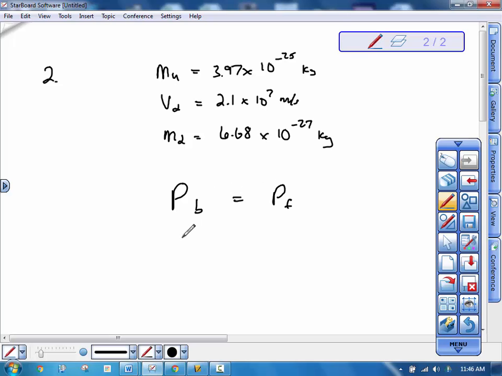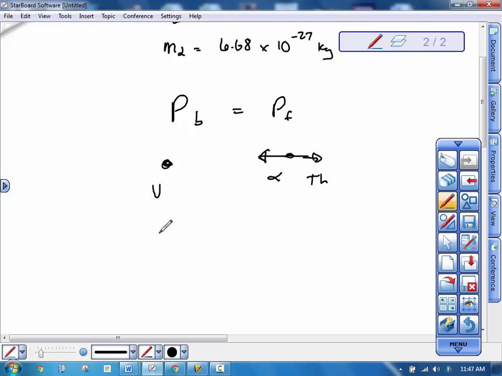And so before, if you want to draw a picture here, you start with the uranium, and then after, you end up getting an alpha particle flying this way, and obviously equal and opposite, so you're going to get a thorium nucleus flying the other way. So that's a little visual representation of what's going on. From there you can set up the equations. Beforehand, you have no momentum because nothing's moving. Afterwards, you have the momentum from the alpha particle, which is just mass times velocity, plus the momentum from the thorium nucleus, which is just mass times velocity.